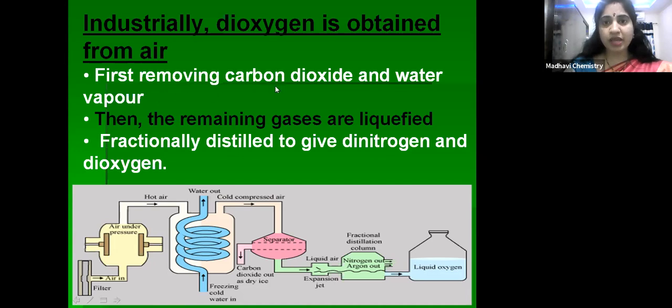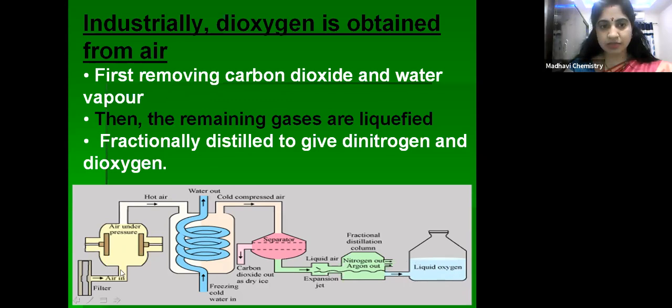First, we have to remove carbon dioxide and water vapor, and after that we have to liquefy the air. How to liquefy the air? Just by compressing and cooling we will get liquefied air. After getting liquefied air, fractional distillation can be done. After fractional distillation, we are able to get liquid oxygen, right children?